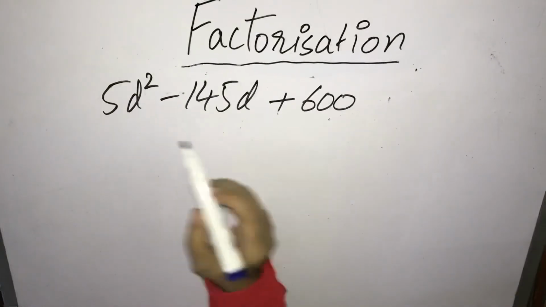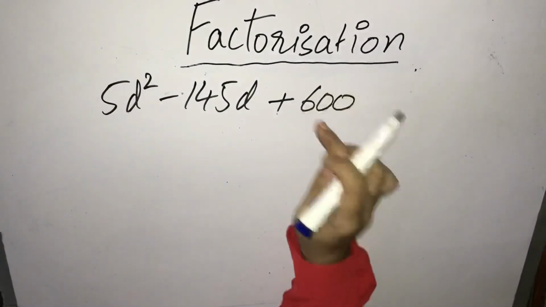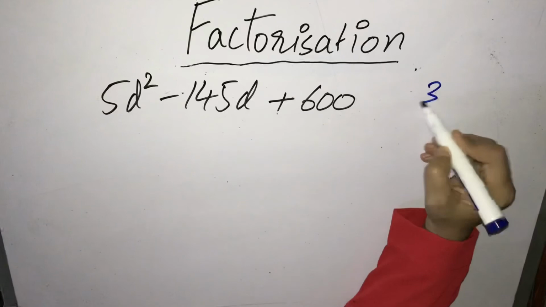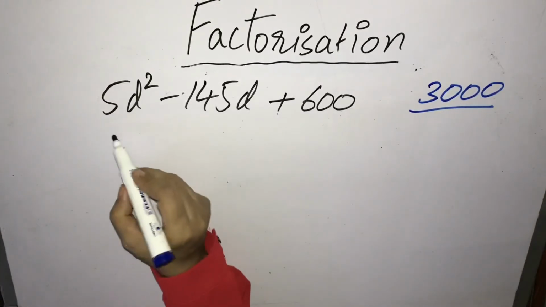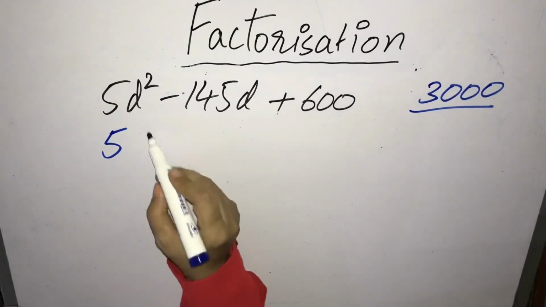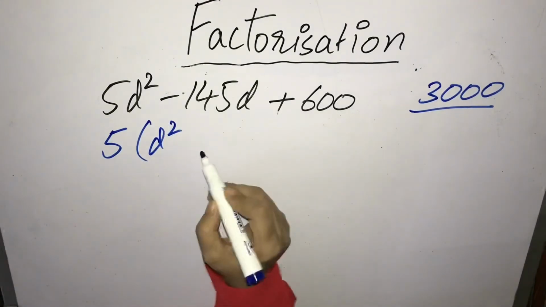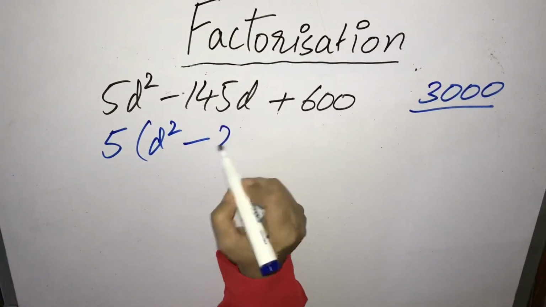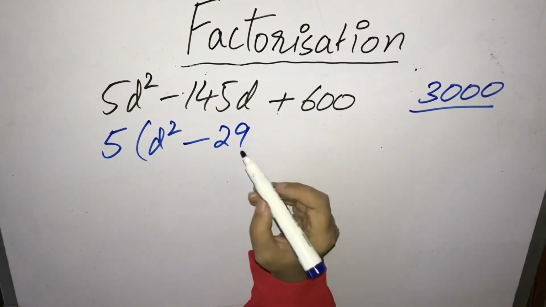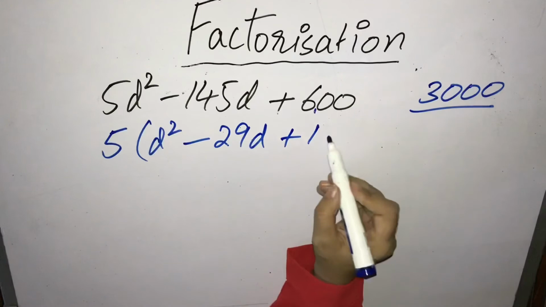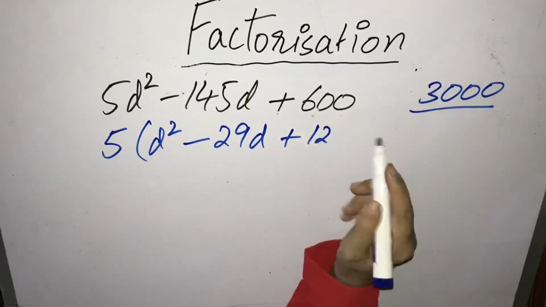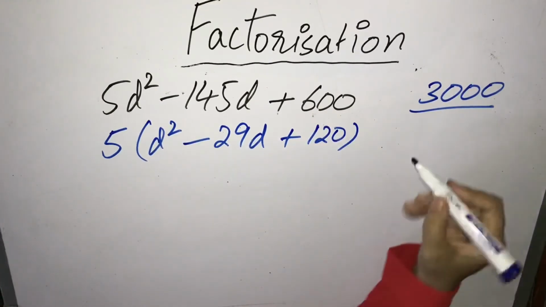In this question, definitely when we multiply 600 into 5, we shall have 3000. So we are not going to make the factors of 3000. We shall take 5 common. We will be having d square minus 5 2s are 10, 5 9s are 45, plus 5 1s are 5, 6, 5 2s are 10 and 0. We have to make the factors of 120.